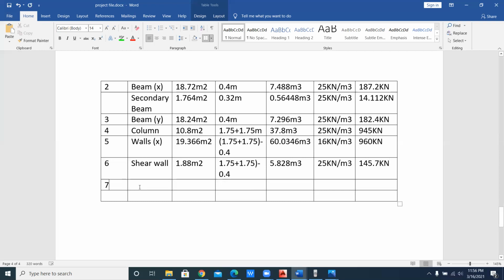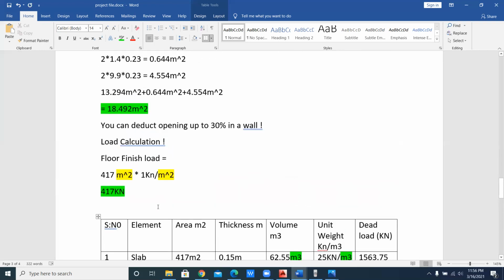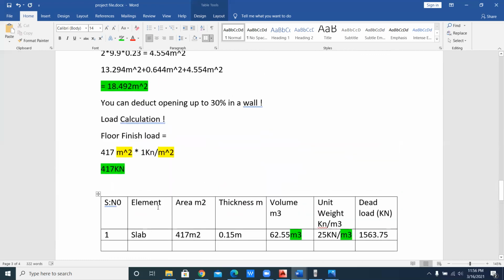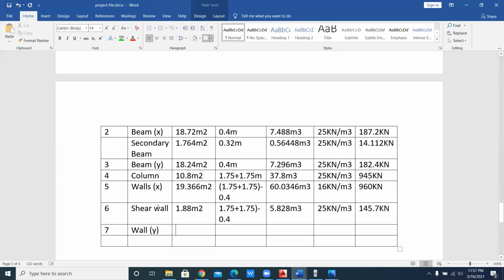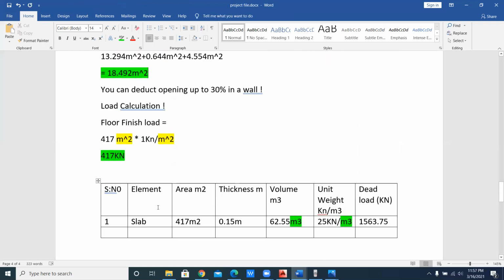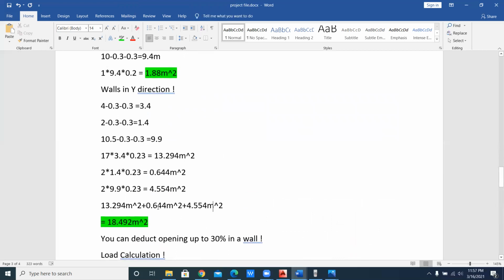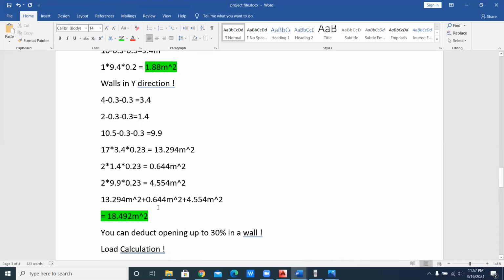Now number 7 item, that is wall in y direction. Here you have to write 18.492, as it is the given direction. You can see here that is 18.492. That is normally wall in y direction. Okay, I think so.